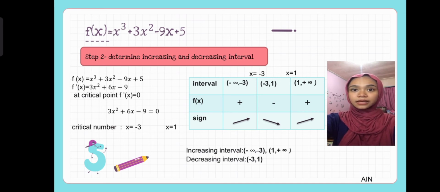Then we build a table. For the interval negative infinity to -3, f'(x) is positive, so the sign is increasing. For the interval -3 to 1, f'(x) is negative and the sign is decreasing. The last interval we fill with 1 to positive infinity, f'(x) is positive, so we get increasing. So the increasing intervals are negative infinity to -3, and 1 to positive infinity. The decreasing interval is -3 to 1.